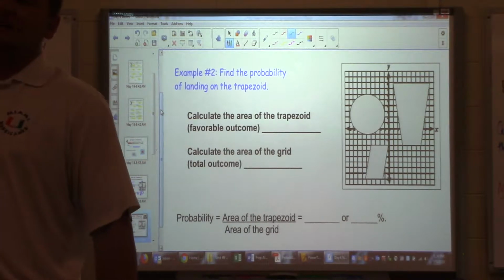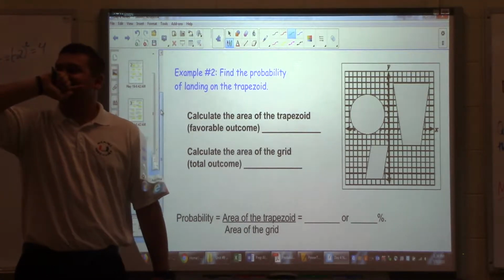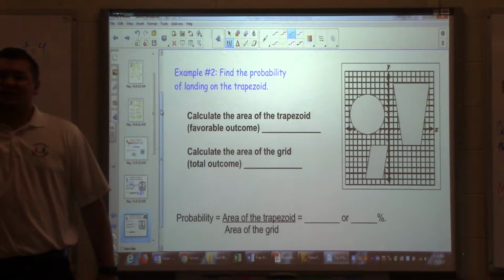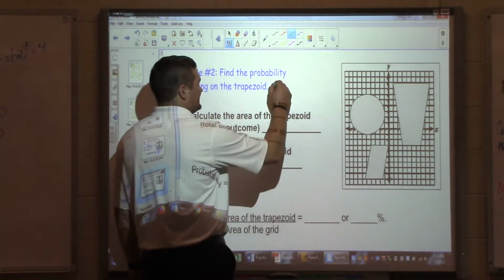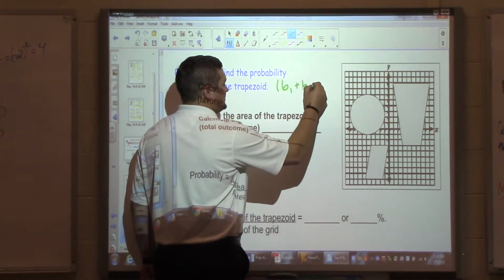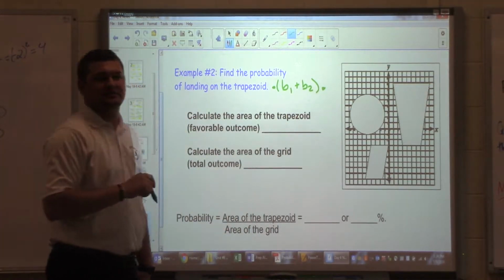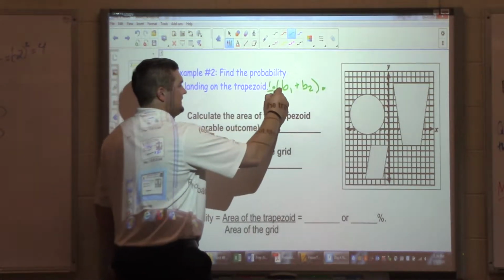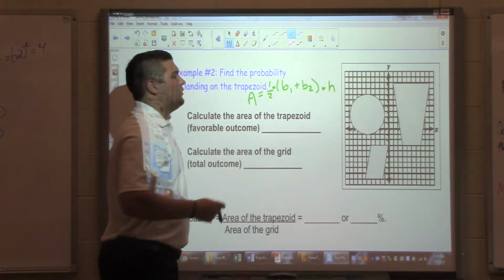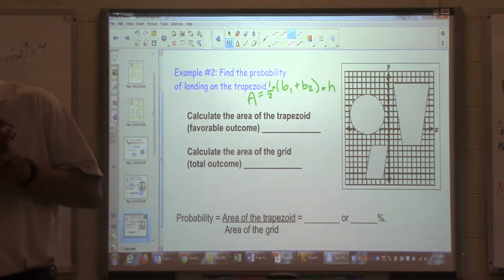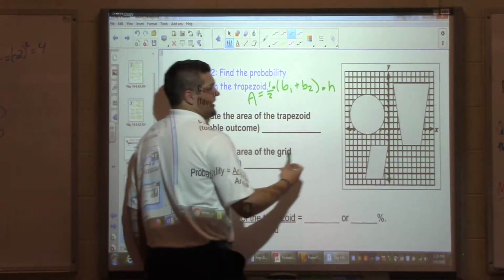Base 1 plus base 2 over length times half. Not over length times half. Base 1 plus base 2, and I'm going to multiply by 2 other things: half and height. One half times base 1 plus base 2, times the height, gives us our area. Right? We want an average of the two bases multiplied by the height.